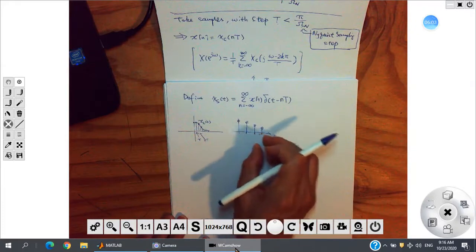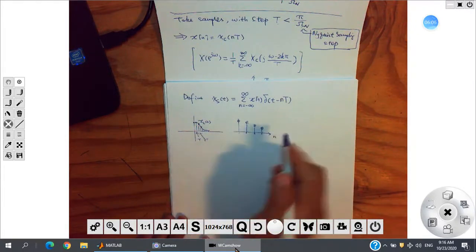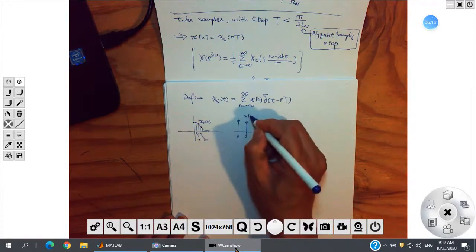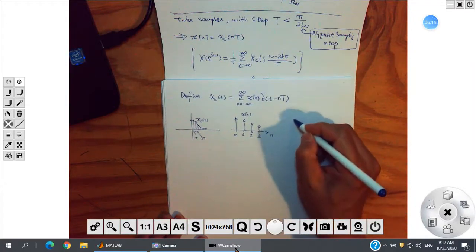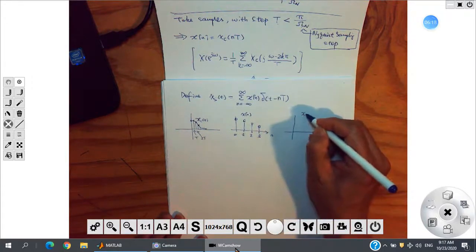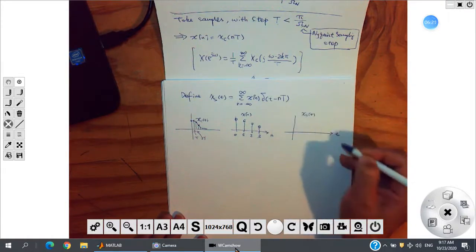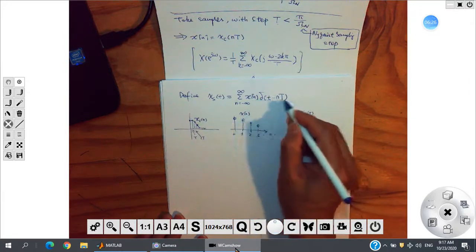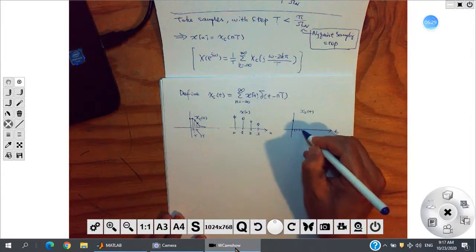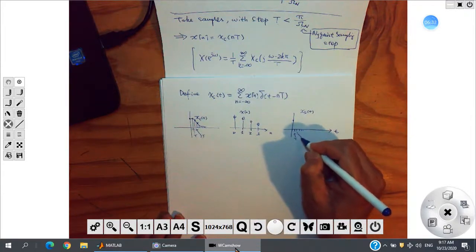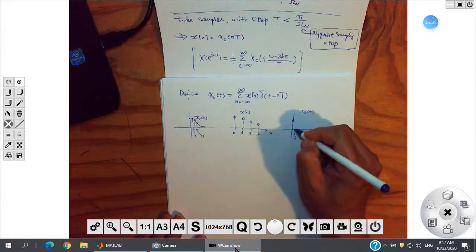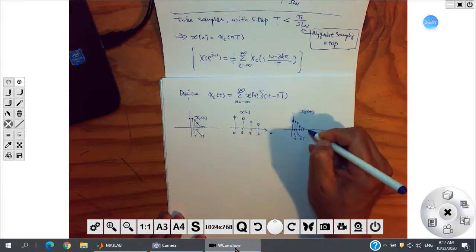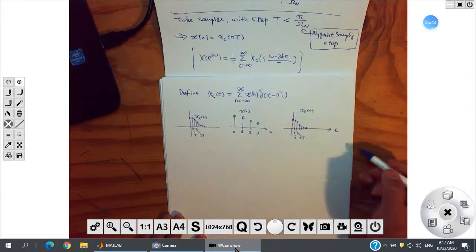The waveforms are similar, but the scale is different. The scale here has every one as a step. This is x of n, and then we have x_s of t, a function of t. It is also similar to this, but the step goes back to time T. Every nT you have a sample. This is T, this is 2T. Then you have impulses like this. This is x_s of t.